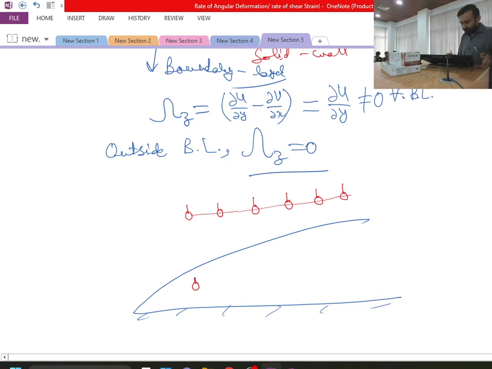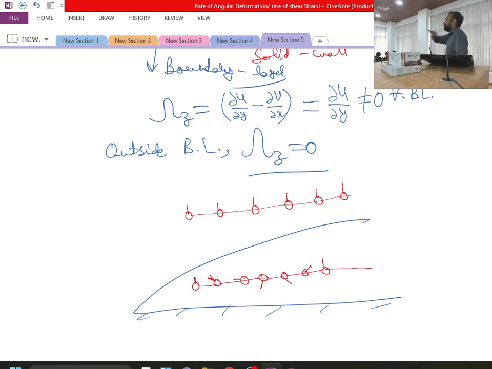But in the case of rotational flow, I will find that while this fluid particle is moving within the flow field, at some point of time it may have this orientation, at some point of time it may have this orientation, and at some point another orientation. So what is happening to this fluid particle? It keeps on rotating while it is flowing within the flow. Is the point clear?